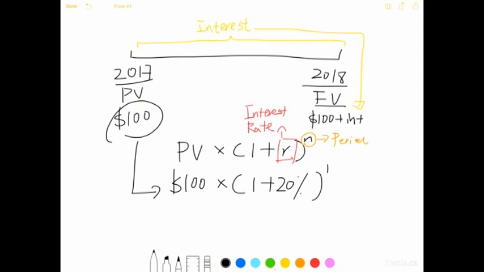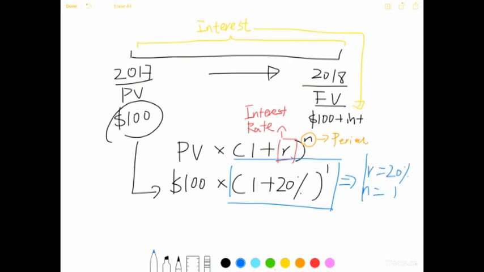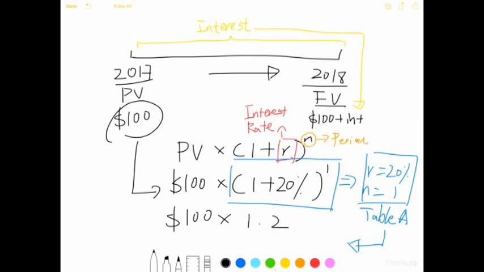Right. And in addition, you don't have to calculate that. The bracket over here, you can actually plug in R equals 20%, n equals 1 into your table A, and you should get the exact value of what this bracket is equal to, which is 1.2, right? So as you can see, $100 times 1.2 is $120. That is your future value. The $20 is interest that you earn by saving money in the bank. So the future value is $120.